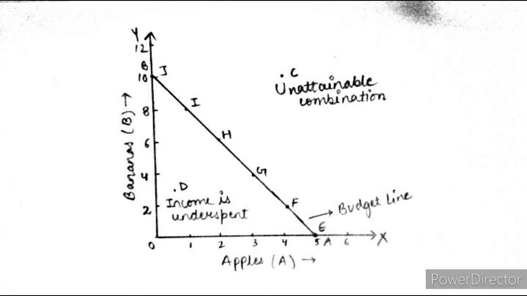So what do all these bundles on the budget line tell you? These are the bundles which you can purchase if you are spending all of your income. Any of them you can purchase from your income. The bundles which are inside this line, like point D, if you are taking this combination, that means you're not using all your money, you are underspending. And if you are taking any combination outside this budget line, it means that it is unattainable, that is, it is outside your budget. So this is how it works.